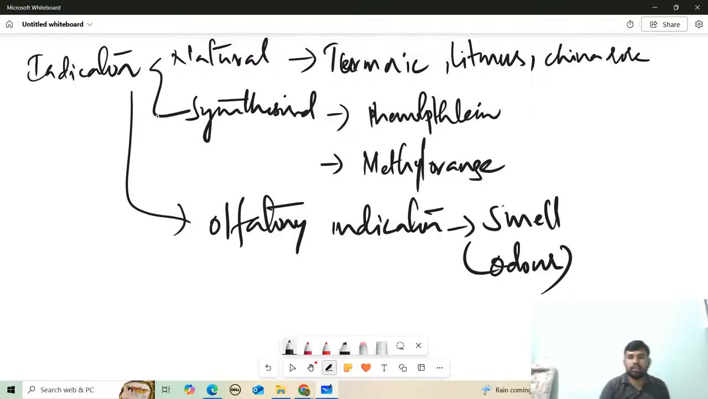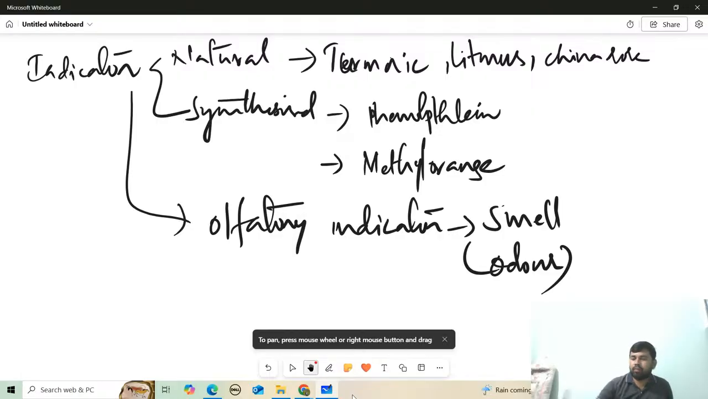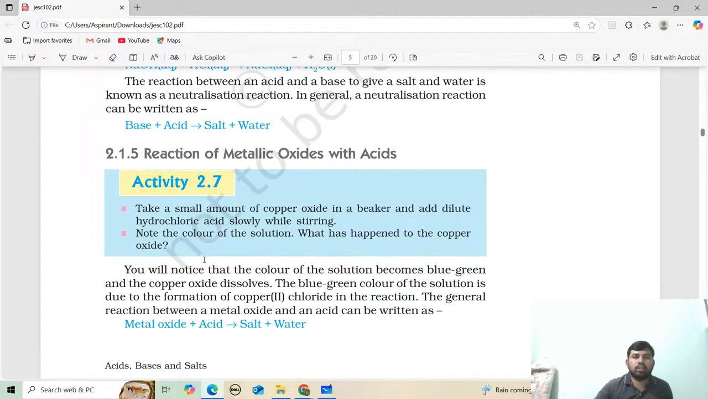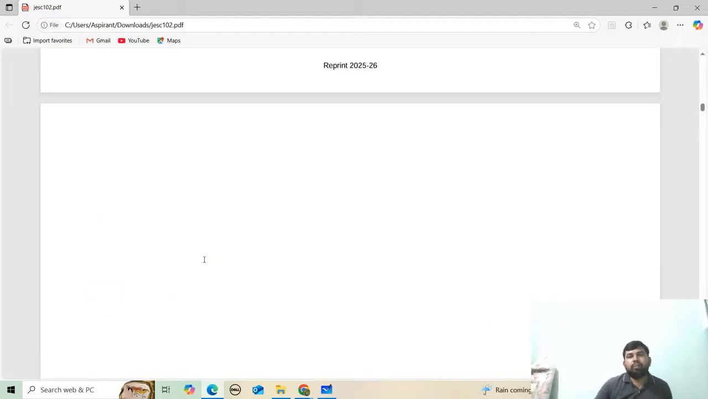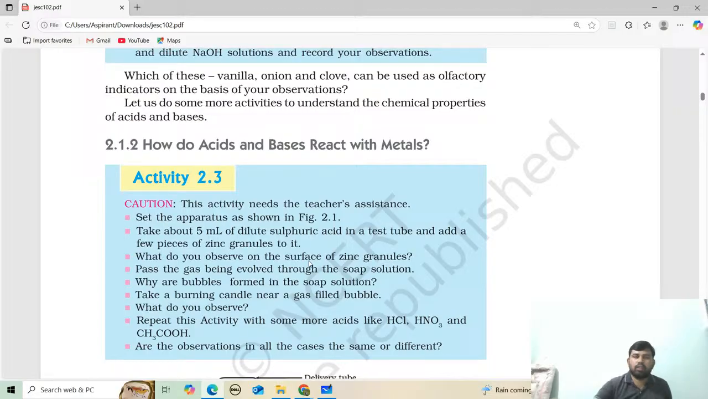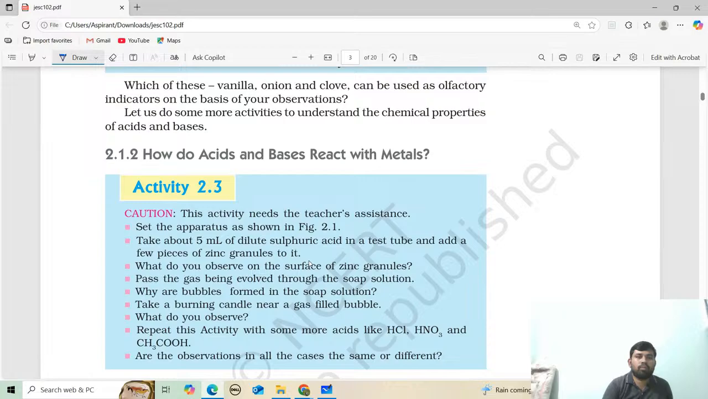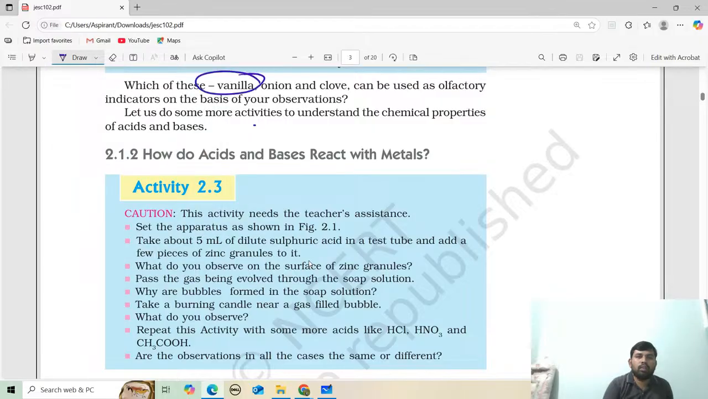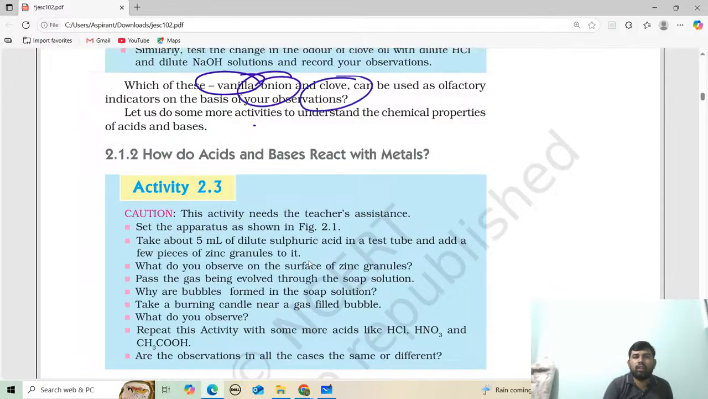Now we are going to discuss the next part of the chapter. We discussed all these things. We discussed about onion and vanilla extract, which are called olfactory indicators.